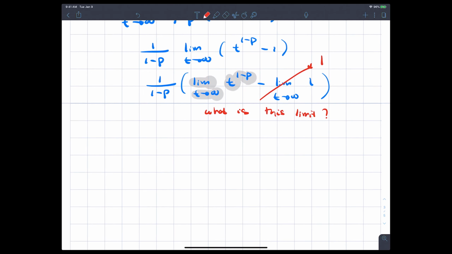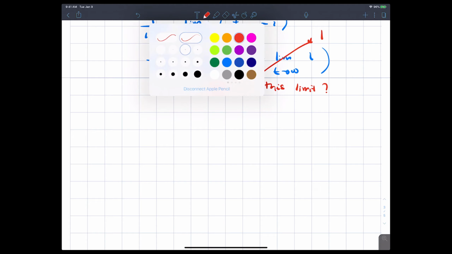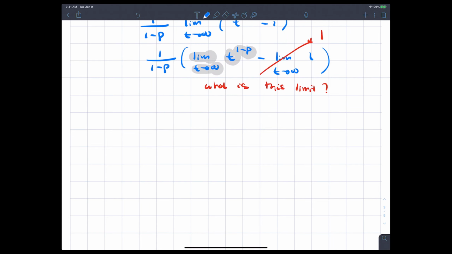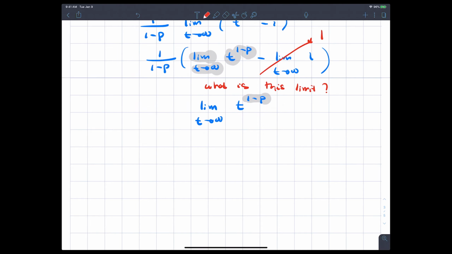All right, now here's something I want you guys to remember here. Since we're taking cases, and let me really emphasize that. We're looking at this. The limit, t gets big, t to the 1 minus p. Now, focus on the power here. We're taking cases.